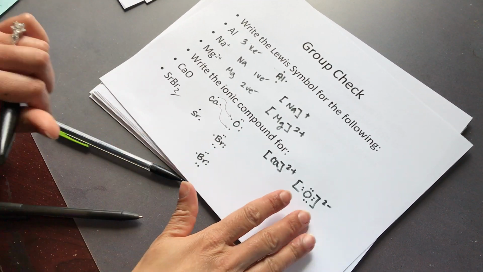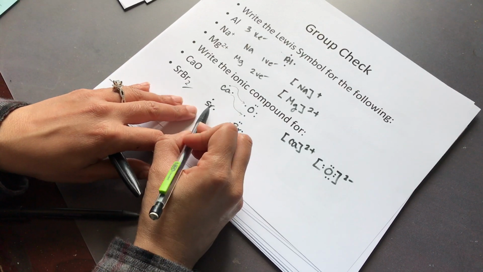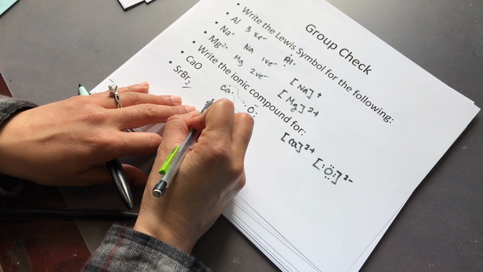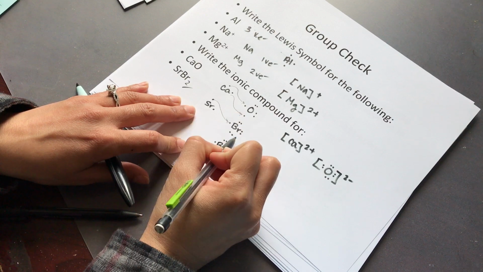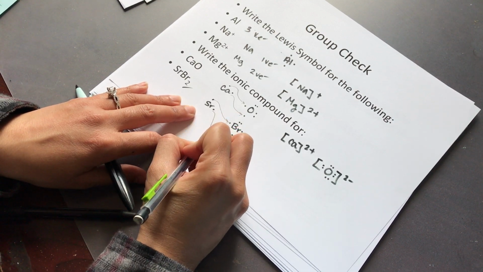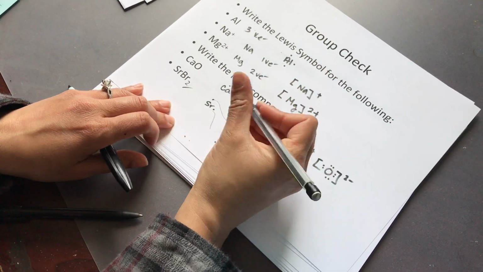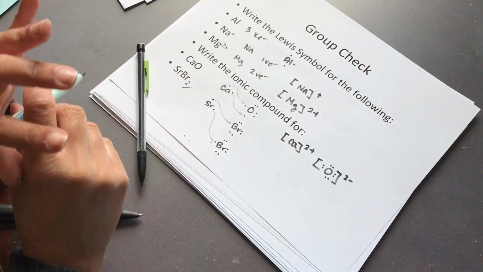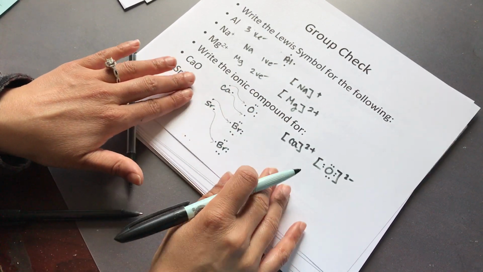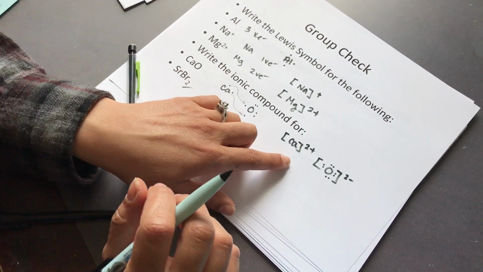Now you can see the reason that there's 2 bromides is because strontium has 2 electrons. 1 electron will go to this bromide to fill its octet, and then 1 electron will go to this bromide to fill its octet. Now you necessarily don't have to write both bromides. You can write 1 and put a 2 in front of it.